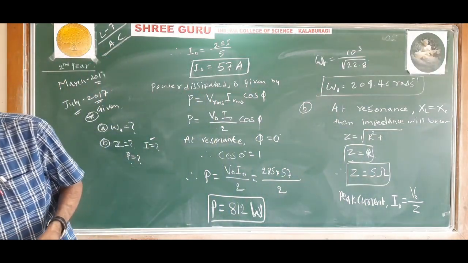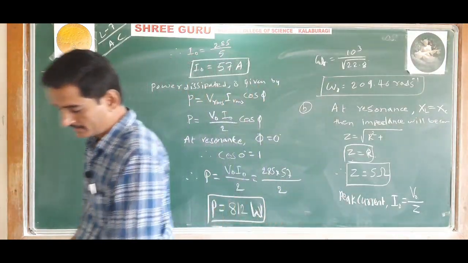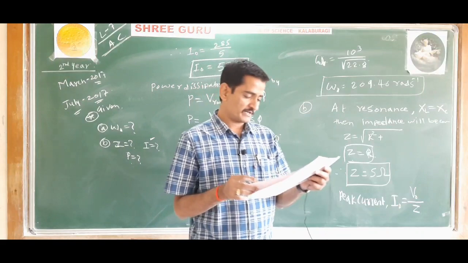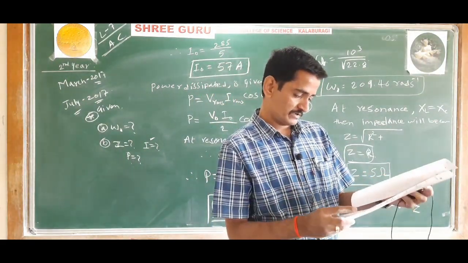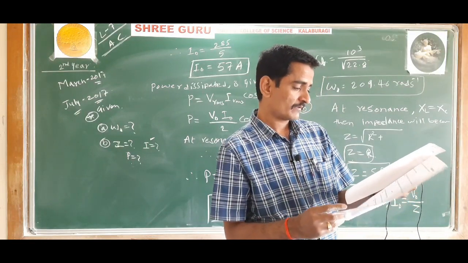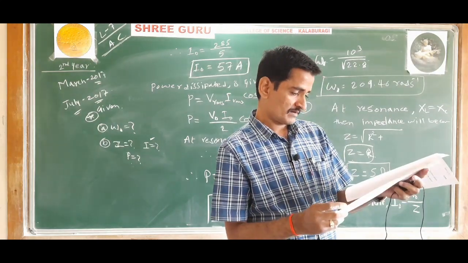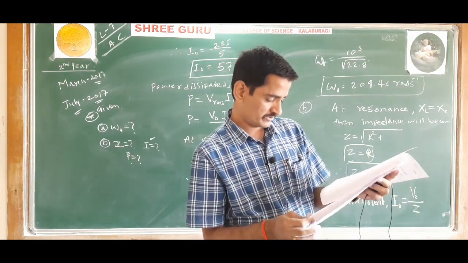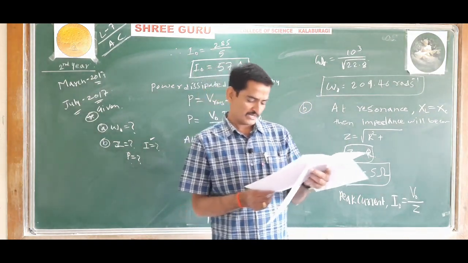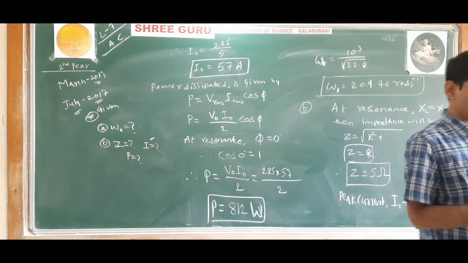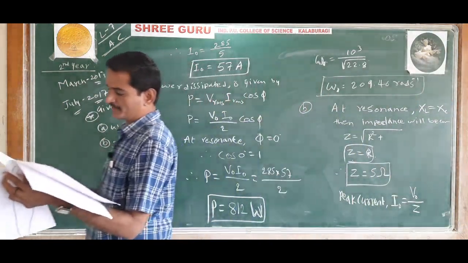And next, April 2019. So we have a question on AC, where there is no 1 mark question, no 2 mark question, no 3 marks question. Mention the 3 types of energy loss in a transformer, for 3 marks.